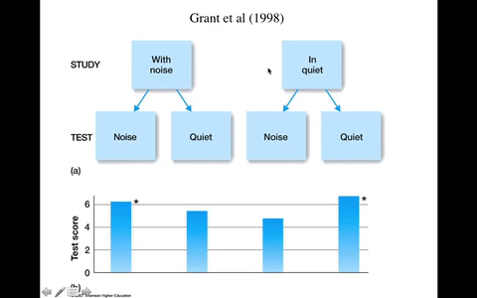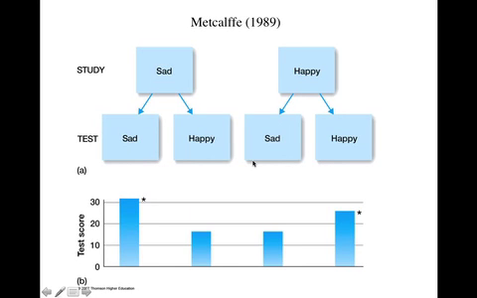Same thing with later study, even something distracting like a noise. If you're learning information with noise, people remember better when they're later tested with noise than quiet, and vice versa. And even one's emotional state. So if people are given emotionally arousing words, making them happy or sad during their study, if they're sad when they're learning the word list, they're better at remembering it when they're sad versus when they're happy, and vice versa.